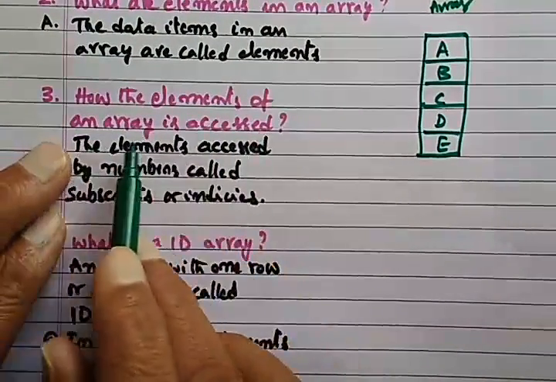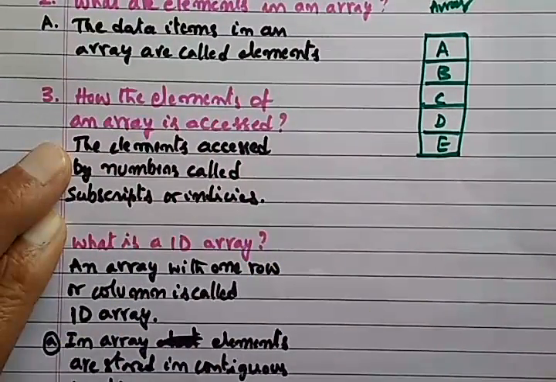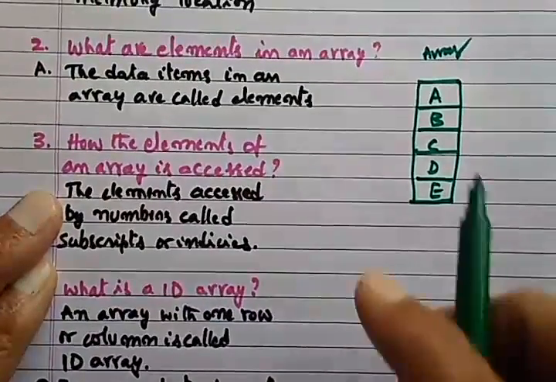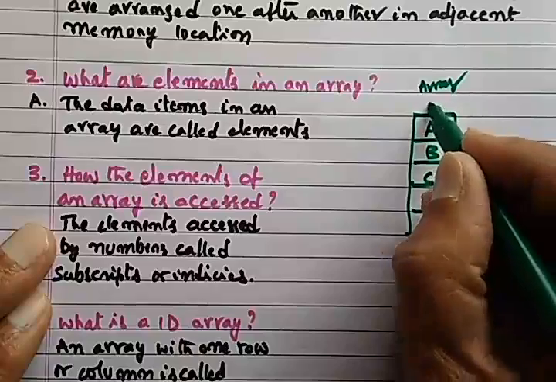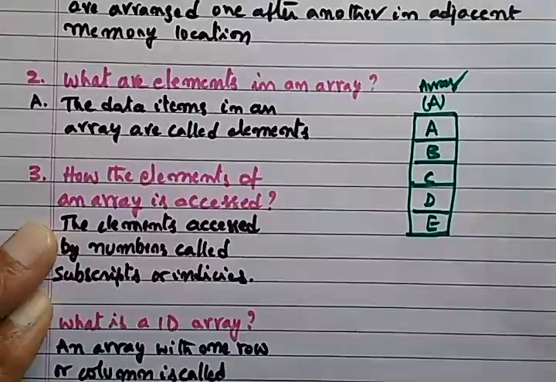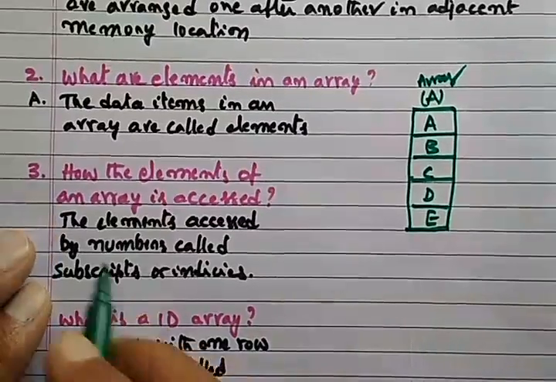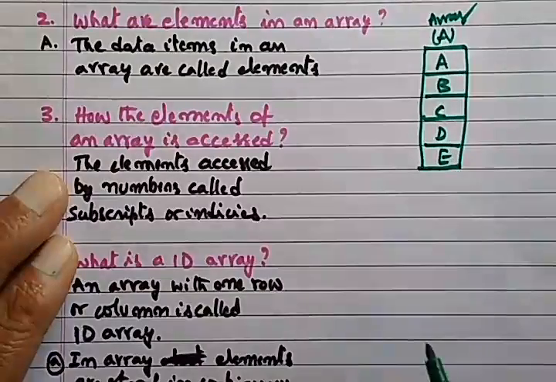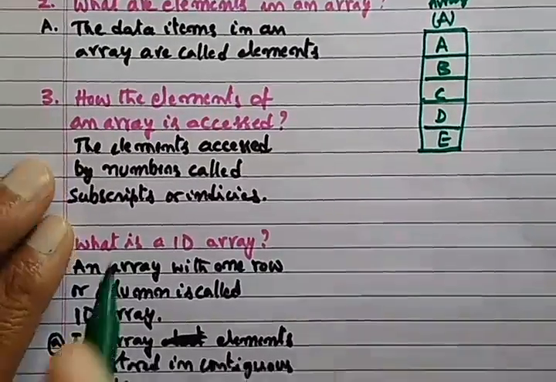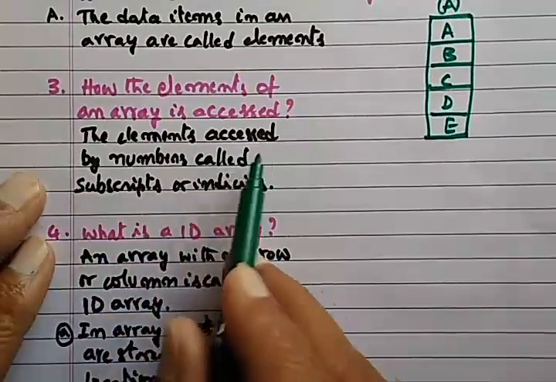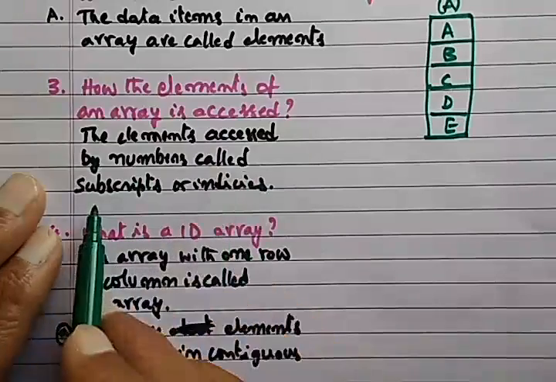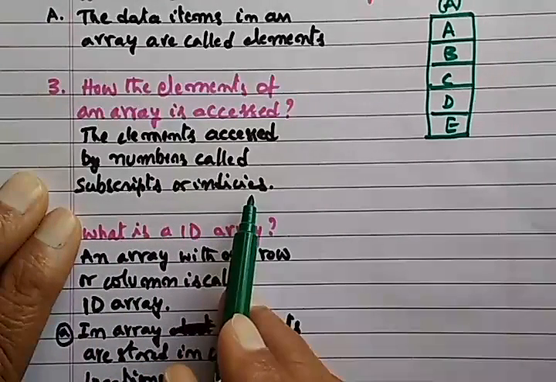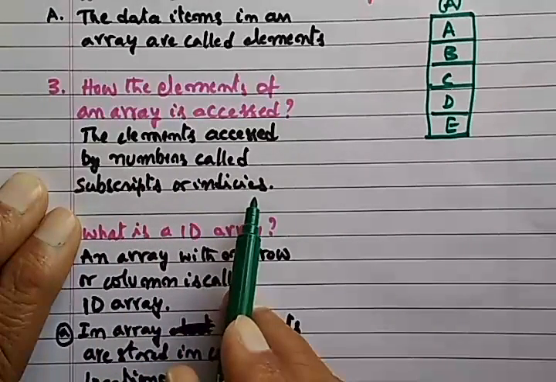How are the elements of an array accessed? For that, for an array we will give a name. Let us take A, simply we will take array A, capital A. Then how are the elements of an array accessed? There should be some way. So the elements are accessed by numbers called subscripts or indices. This we told already, indices.